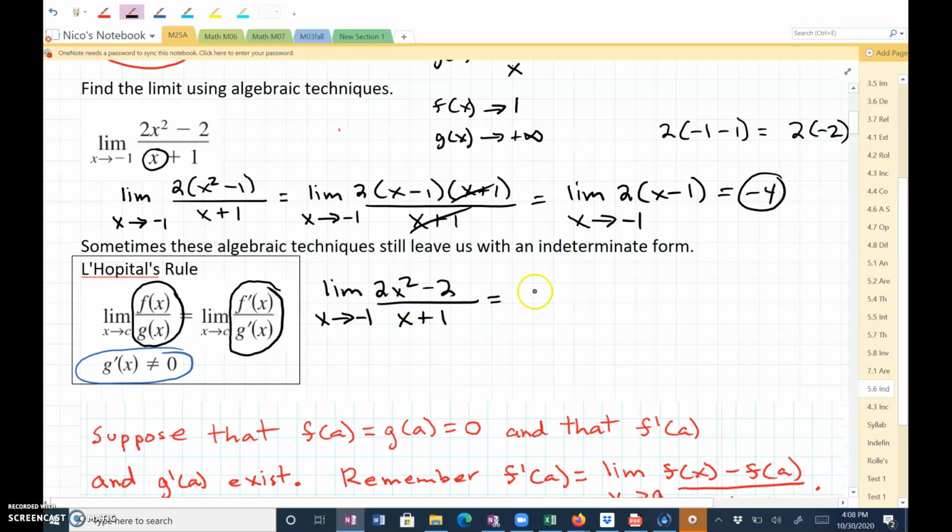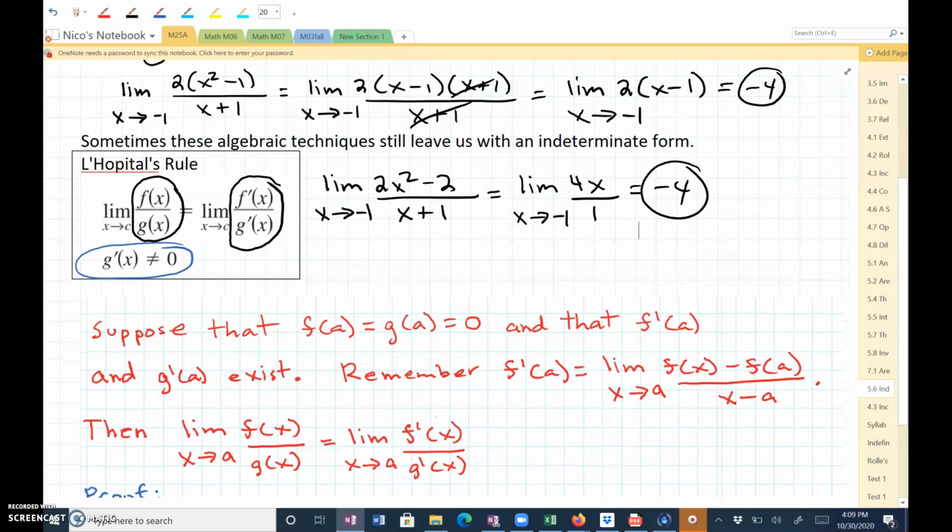If I take the derivative here, this is going to be 4x all over 1 as x approaches -1. Now if we evaluate the limit, this is going to be -4, so same thing. Much easier technique. I'll go through the proof in the next video.